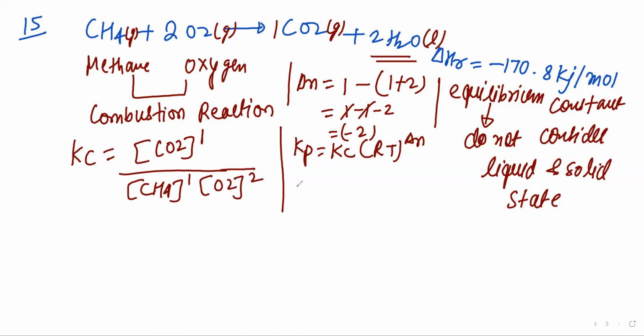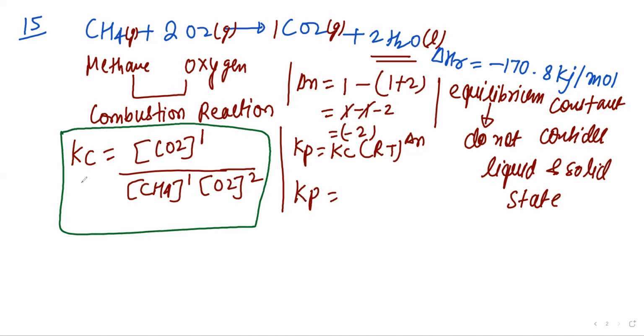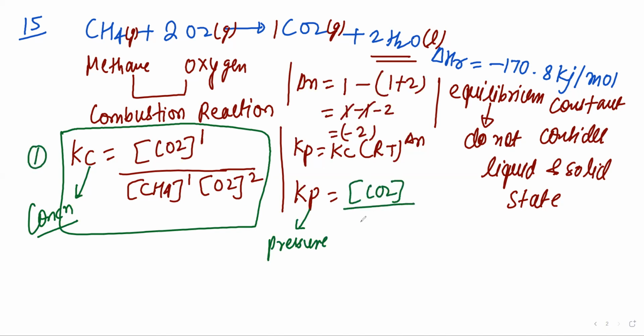Now put the value for finding Kp. This value is your Kc, equilibrium constant at concentration. C for concentration, understood? And P for pressure. So put the value of Kc from the first equation. It will be concentration of CO2 divided by concentration of CH4 raised to 1, concentration of O2 raised to 2, into RT raised to delta N, which is minus 2. So this will be the equation for Kp.